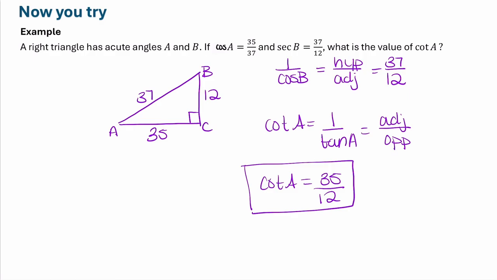So cosine is adjacent over hypotenuse, so the reciprocal is hypotenuse over adjacent. So that means that this 37 over 12, well, we know that 37 is the hypotenuse from the cosine of A, and then 12 is the adjacent side to B. Okay, so be careful there, adjacent side to B, not adjacent side to A. So now that we have all these three sides, we can find the value of cotangent A, right? Cotangent is the reciprocal of tangent, so instead of opposite over adjacent, we're doing adjacent over opposite. So if we go to A and we do adjacent, that's 35, and then the opposite is 12. Okay, so 35 over 12 is the cotangent of A.